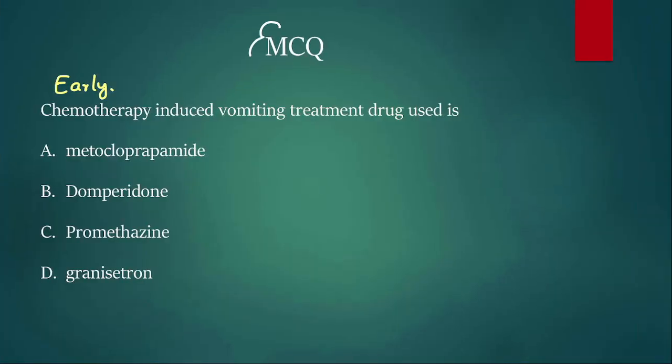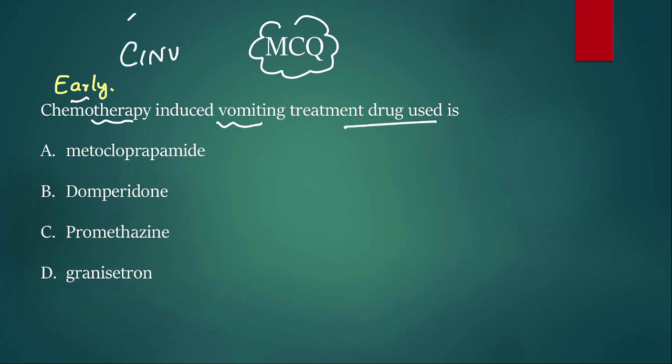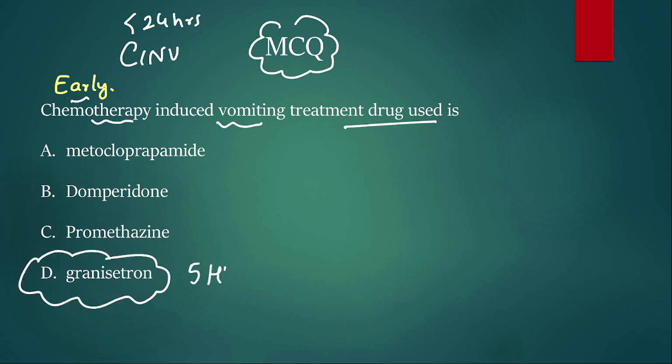Coming to the MCQ, the last one. Early chemotherapy-induced nausea and vomiting, the treatment used is. This is called CINV. Early means within 24 hours. What is the drug used? Metoclopramide, domperidone, promethazine, granisetron. For early CINV, the drug of choice will be the setrons, which are 5-HT3 antagonists.